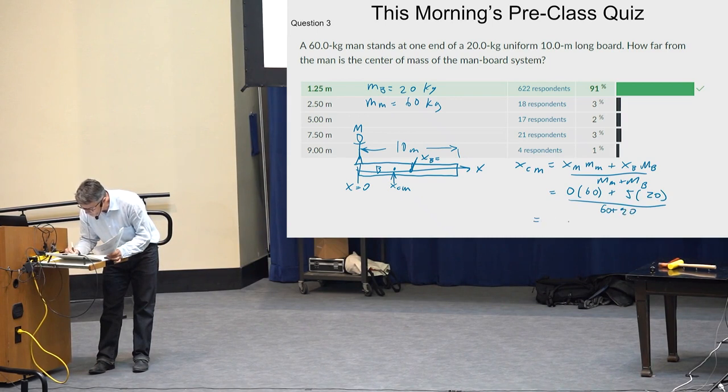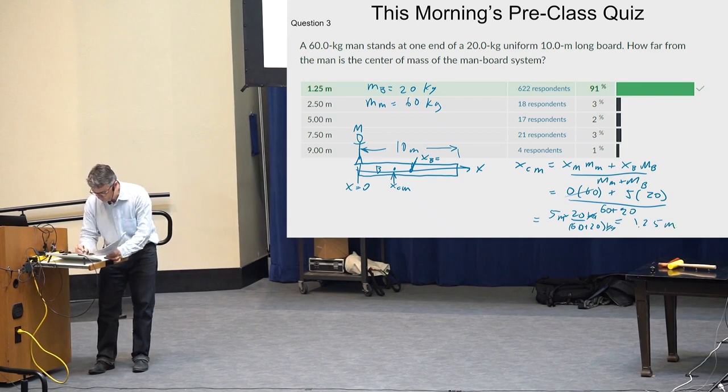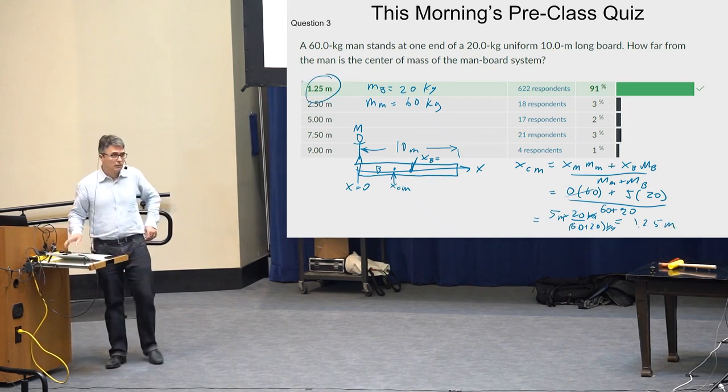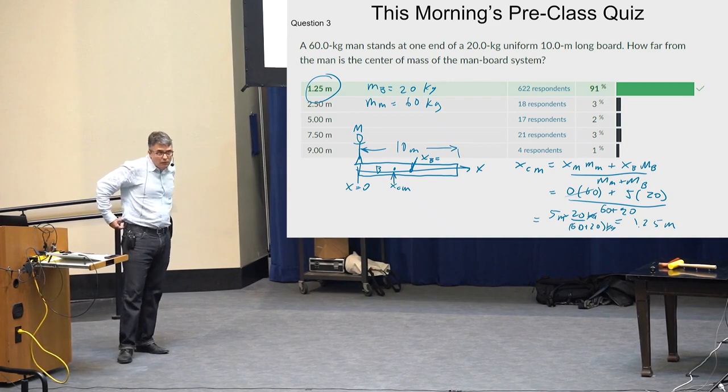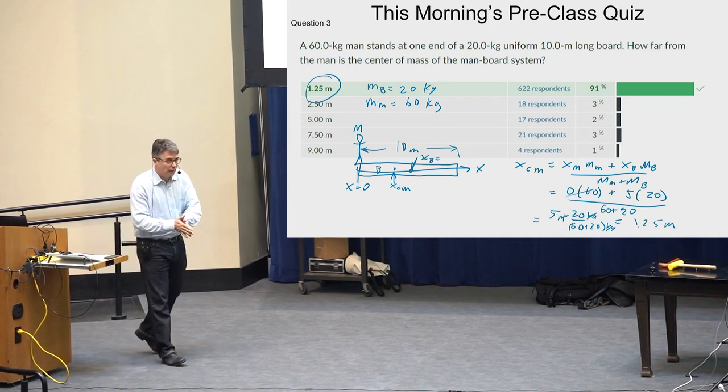So it's equal to this. The 0 doesn't matter, so you go 5 times 20 divided by 60 plus 20. Anyway, you work that out, and you get 1.25. The kilograms cancel, so you use the same units as the 5. So it's 1.25 meters. Okay?